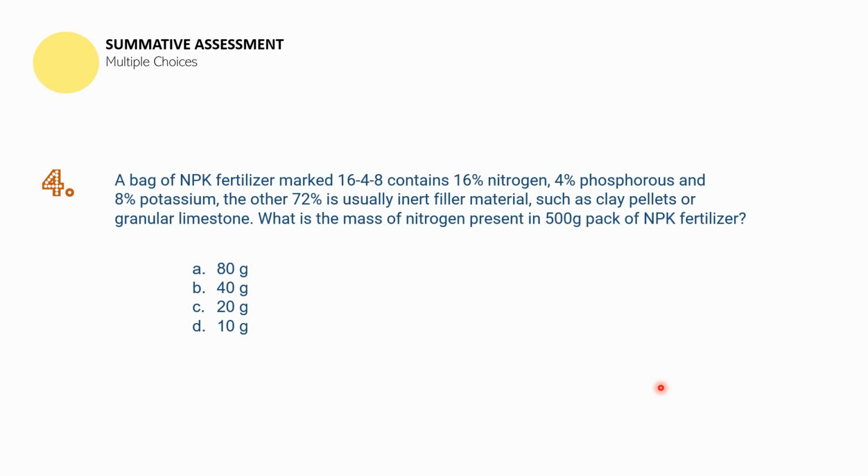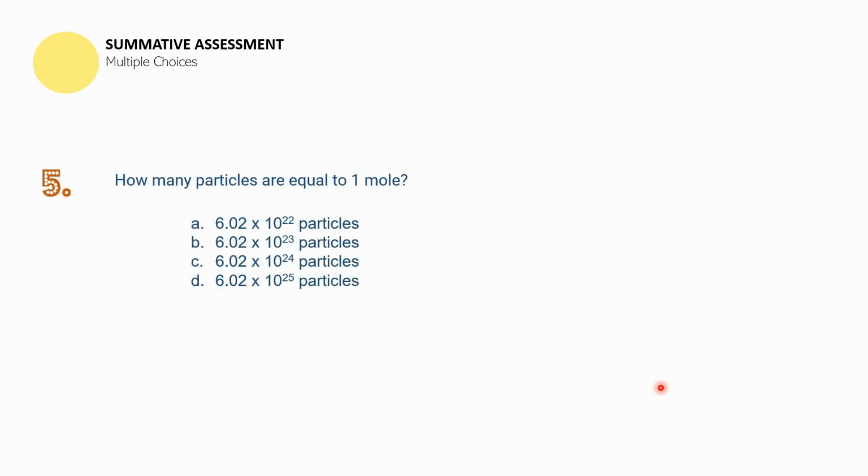If you have decided to continue, that means you are ready for question number 5. How many particles are equal to 1 mole? A, 6.02 times 10 raised to the 22nd power particles, B, 6.02 times 10 raised to the 23rd power particles, C, 6.02 times 10 raised to the 24th power particles, and D, 6.02 times 10 raised to the 25th power particles.